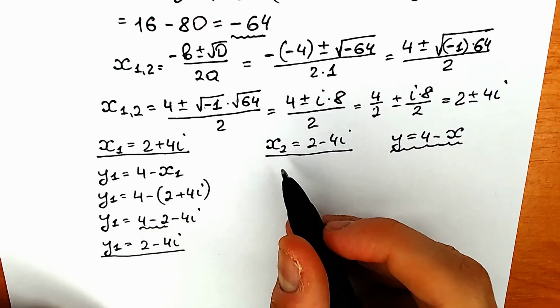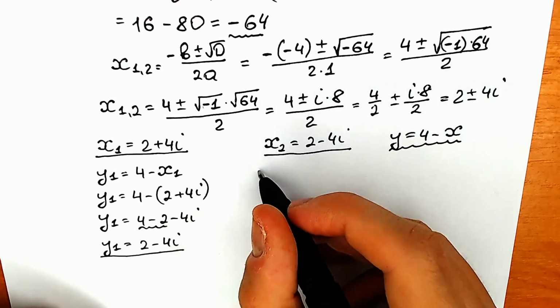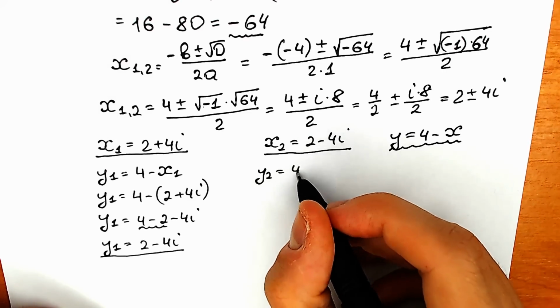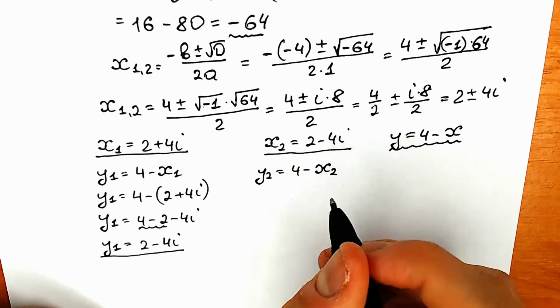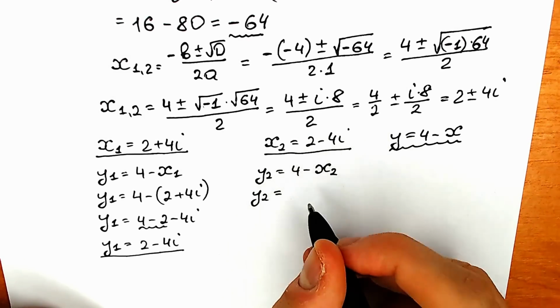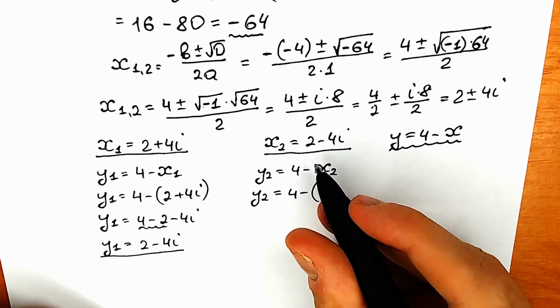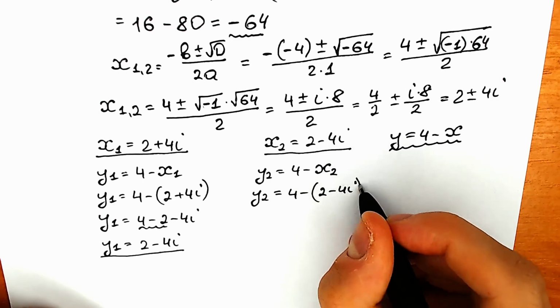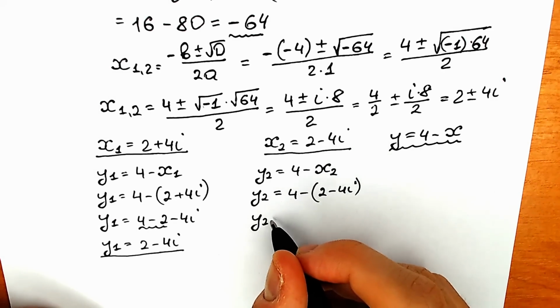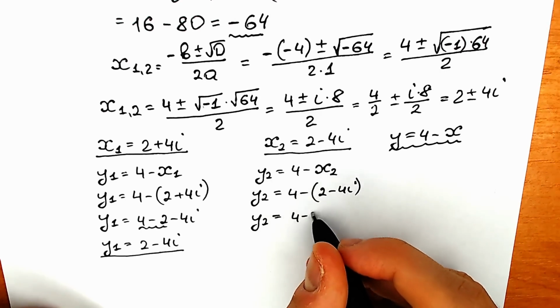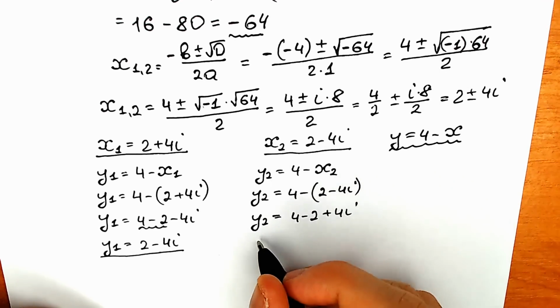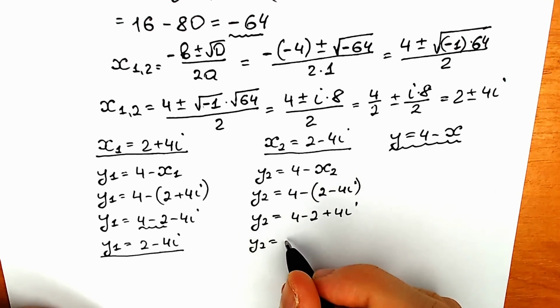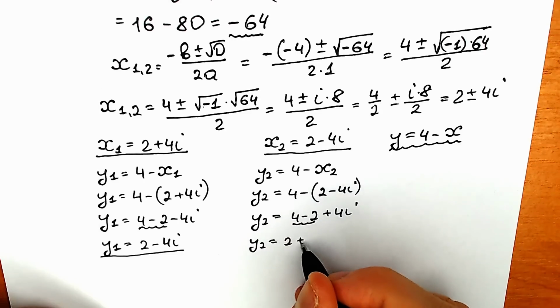But let's see what will happen when we find our x second. So y second is equal to 4 minus x second, all right? Let's plug in. So as a result, we have y second equal to 4 minus x second, equal to 2 minus 4i. And let's open a parenthesis. So we have y second equal to 4 minus 2 and plus 4i. And from here, our y second is equal to 2 plus 4i.